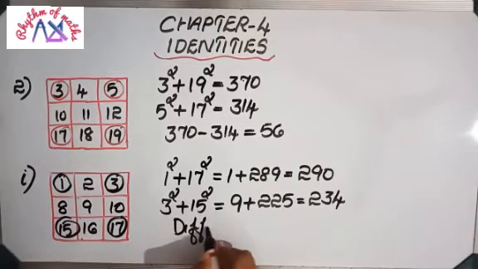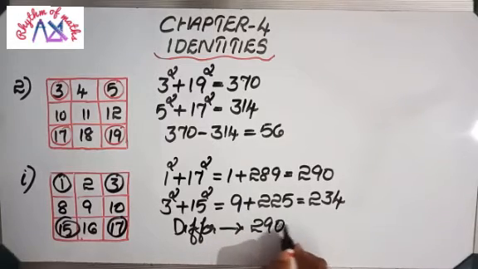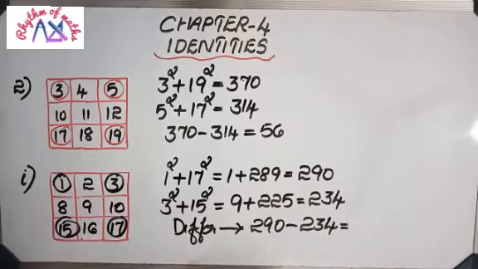Okay, next is what? Difference. Okay, difference we need to find. That means 290 minus 234. This also we need to find. So when you subtract this, the same 56 we will get. Okay, 290 minus 234, answer is 56. So when we take another 9 numbers forming a square of 3, we are getting the same 56 as the answer. Okay, so this is first sub question.